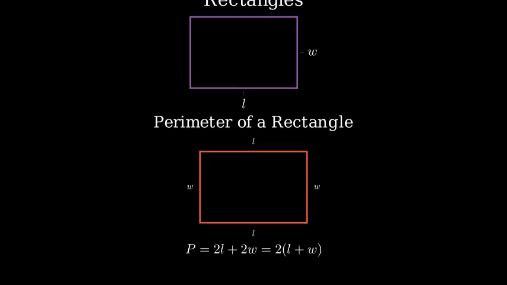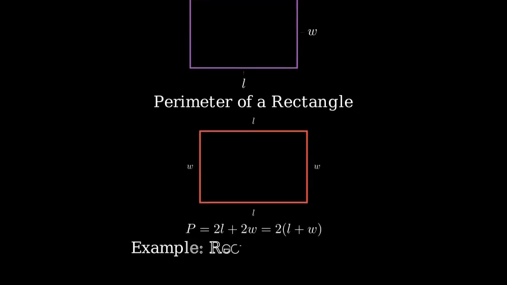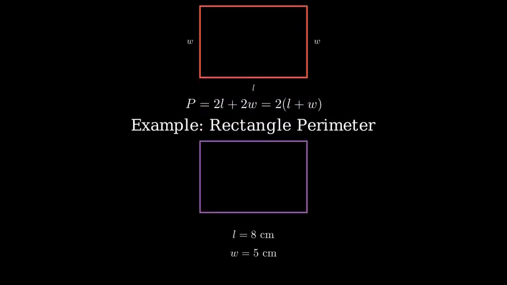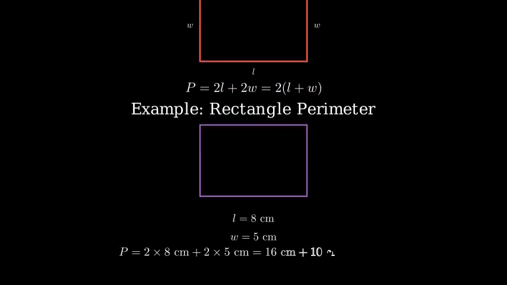So, the formula for the perimeter of a rectangle is P equals 2 times L plus 2 times W, which can also be written as 2 times (L plus W). Let's look at an example. If we have a rectangle with a length of 8 centimeters and a width of 5 centimeters, the perimeter would be 2 times 8 centimeters plus 2 times 5 centimeters, which equals 16 plus 10, or 26 centimeters.